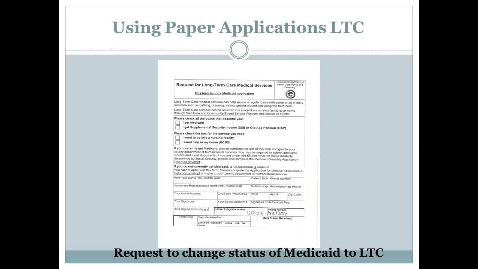If you're using the paper application and you've been approved and you have a change in your current Medicaid status to require long-term care, this is that shortened letter that I was referring to that you can just fill out with the name and case number.